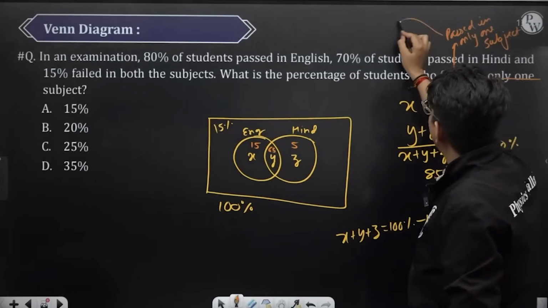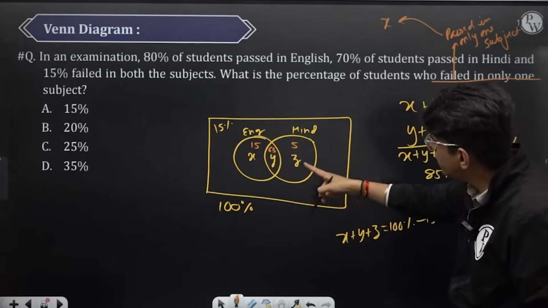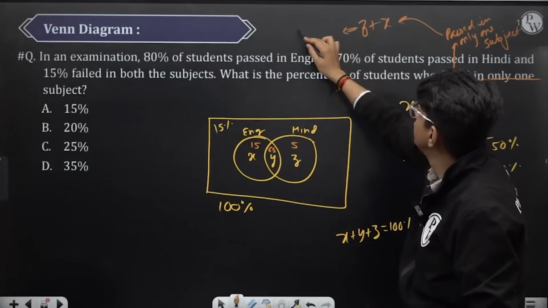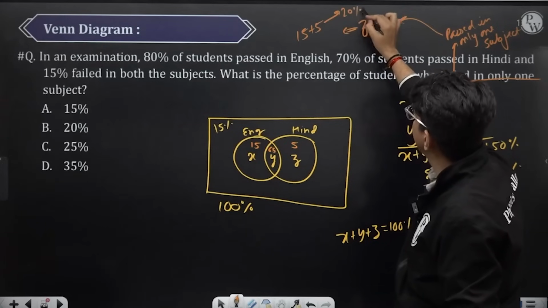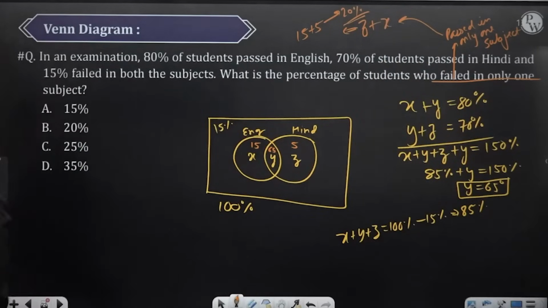So people who passed only in English are x. People who passed only in Hindi is z. So they are asking x plus z. So this will be 15 plus 5, 20%. Okay, so the answer for this question will be 20%. Okay, done. Let's move to the next question.